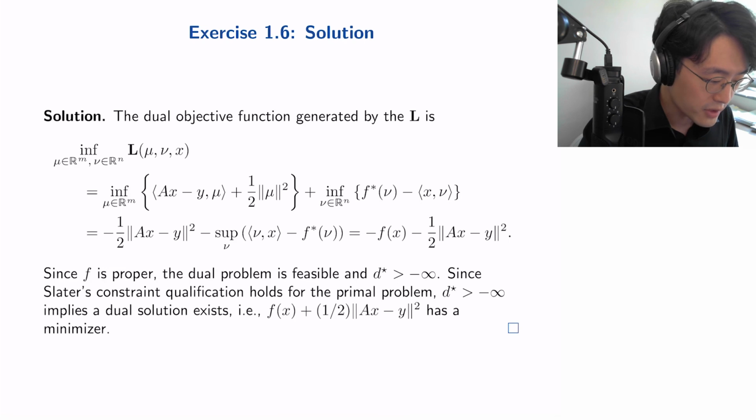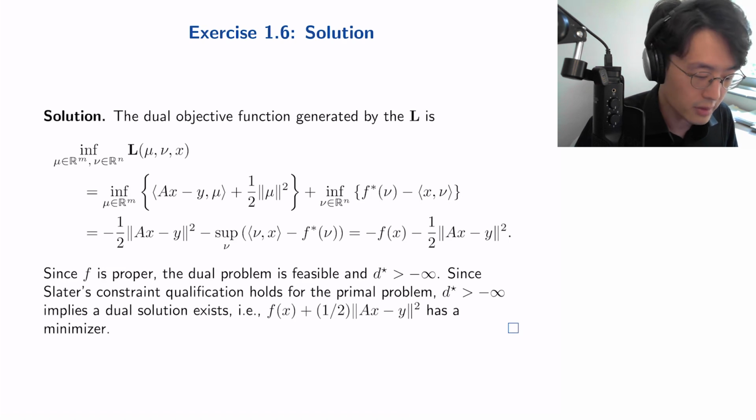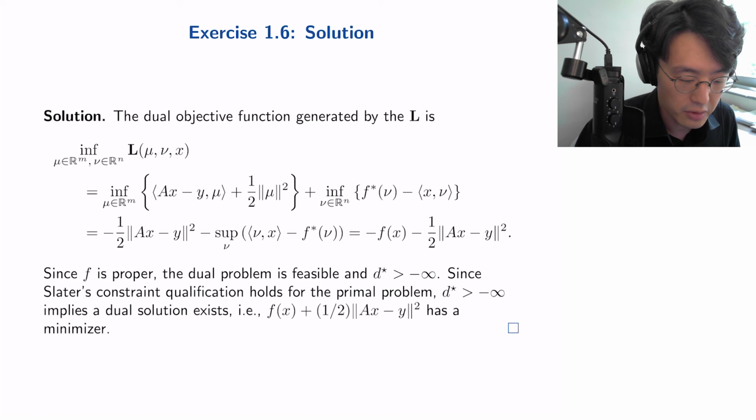Well, since the function f is proper, if you look at the dual objective, any feasible point will yield a finite dual objective value. So because the dual problem is feasible, then we know that d star is bigger than minus infinity. So therefore, combining the fact that d star is bigger than minus infinity with Slater's constraint qualification for the primal problem, we can conclude that a dual solution exists. So the maximization with respect to f of this concave objective has a solution. In other words, this minimization problem has a minimizer x.